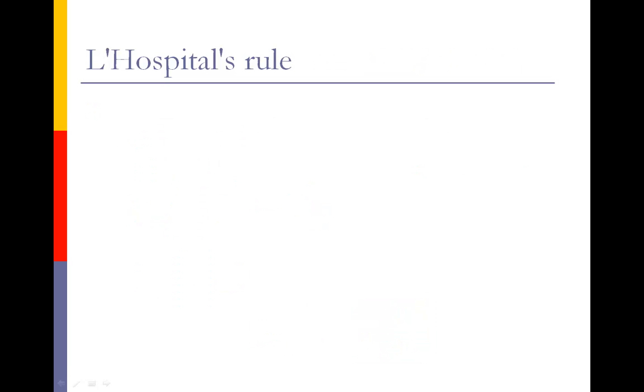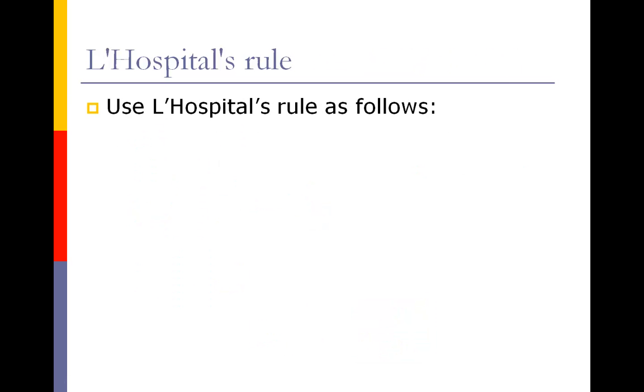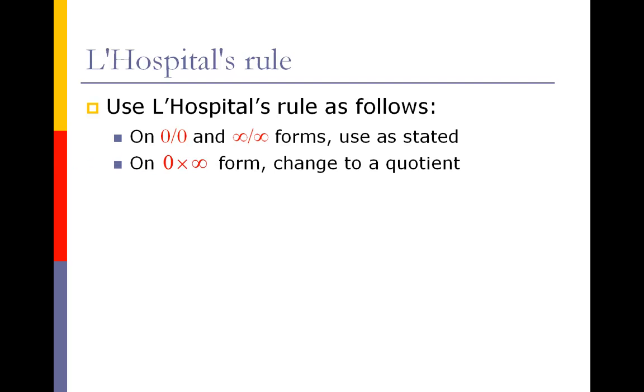Well, here is how it works. In order for us to use L'Hospital's rule, we're going to do it as follows. If we have a 0 over 0 or infinity over infinity form, then we can apply the rule as stated, the way I presented it, straightforwardly. If you have a form of the type 0 times infinity, what we need to do is change one of those two factors and move it to the denominator so as to change that product form into a quotient form, which will then become either 0 over 0 or infinity over infinity, and then we can use L'Hopital's rule there.